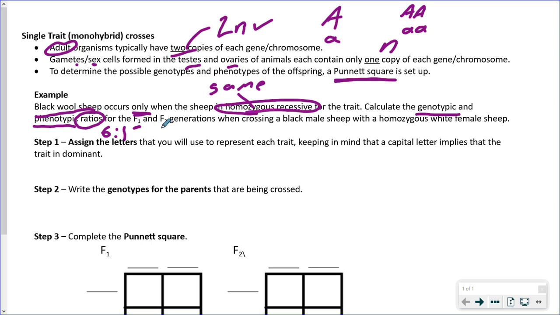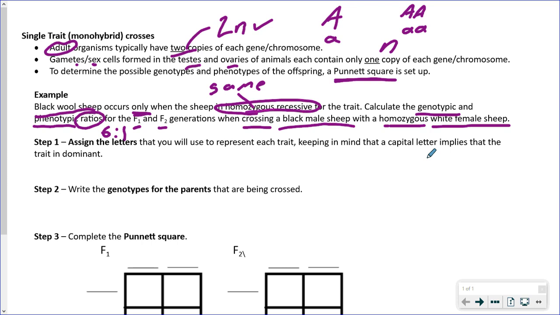F1 are the offspring or the children, and F2 are the grandchildren. So I'm asking for the next two generations after the parental generation when you're filling in the eventual Punnett squares here and making your prediction. So calculate the genotypic and phenotypic ratios for the F1 and F2 generation when you're crossing. So what are you actually crossing in terms of the sheep? Well, we have a black male sheep and we have a homozygous, again, that's going to be kind of important, white female sheep. That is the cross that we are doing.